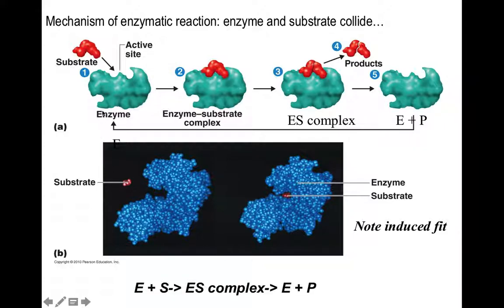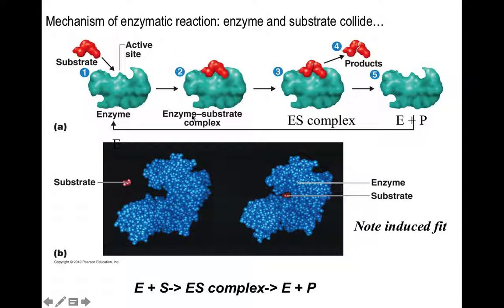This is a cartoon for the interaction between enzyme and substrate. And again, because the enzymes and substrates are all moving constantly within the cell, when the enzyme and the substrate collide at just the right angle, the substrate enters the active site. And then we have what's called the enzyme-substrate complex. This is when the enzyme is helping with electron rearrangements here.